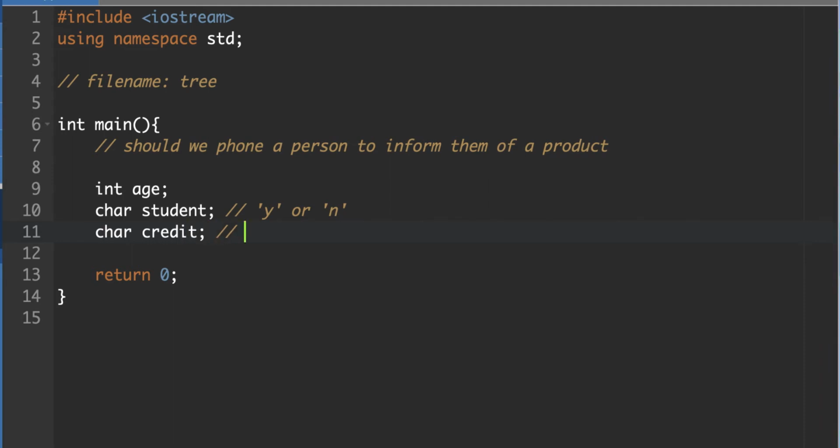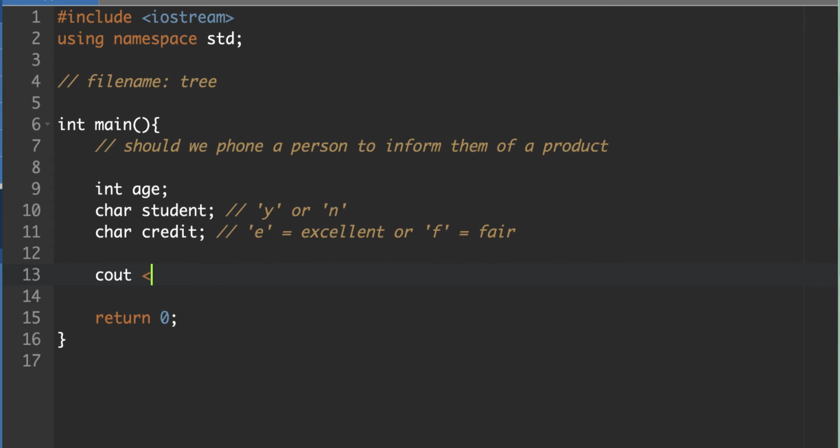We'll go with E for excellent or F for fair. Those will be our two credit ratings that our program will handle. So let's do some prompts first.